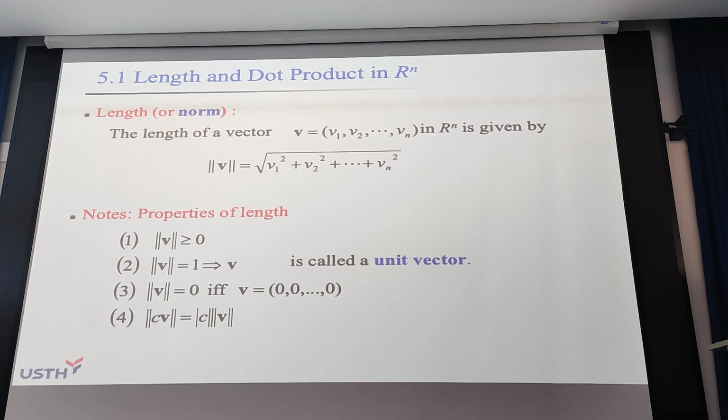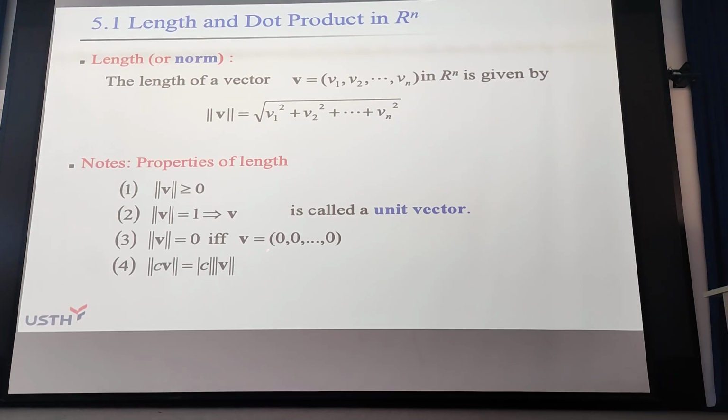I recall that given a vector in Rn with the coordinates v1 up to vn, the length of the vector is usually denoted by that. That is the square root of v1 squared plus v2 squared up to vn squared. The length can also be called the norm of the vector. And here we have four properties of the length like that. I just list them here, and I believe that you know all about that.